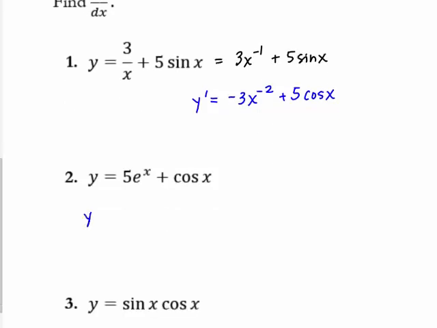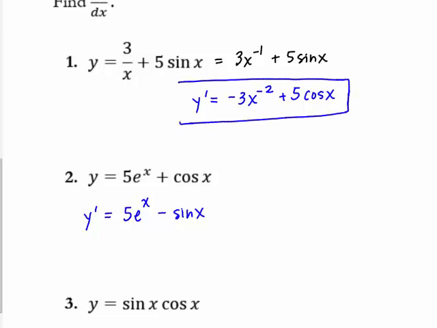In number 2, to find the derivative, y prime, we'll look at the first term, 5 times e to the x. 5 is a constant, it's along for the ride. The derivative of e to the x is still e to the x, and the derivative of cosine, as we determined, is negative sine of x. So in this way, we found the derivative of combinations of trigonometric functions with other things.